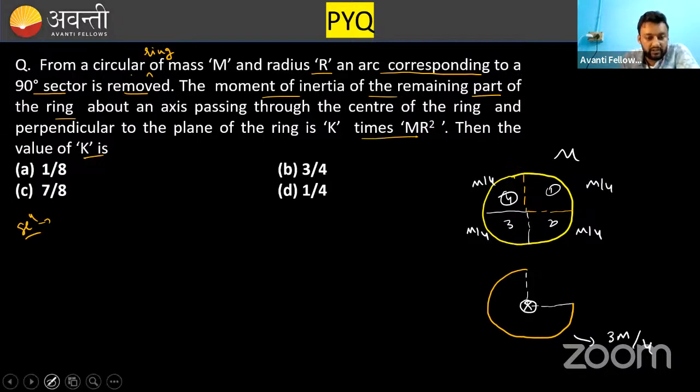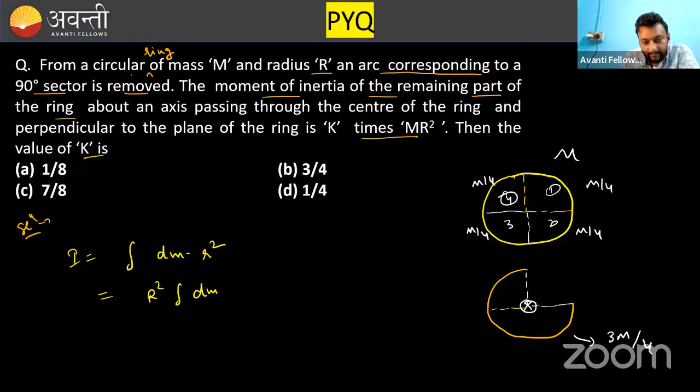Now, if I talk about the moment of inertia, moment of inertia is integration dm into r square. That's what we have learned. dm is the mass element. R is the perpendicular distance from the mass. From this mass, the perpendicular distance is the radius. So I have taken radius outside. dm is the total mass. So I equals r square into the total mass.